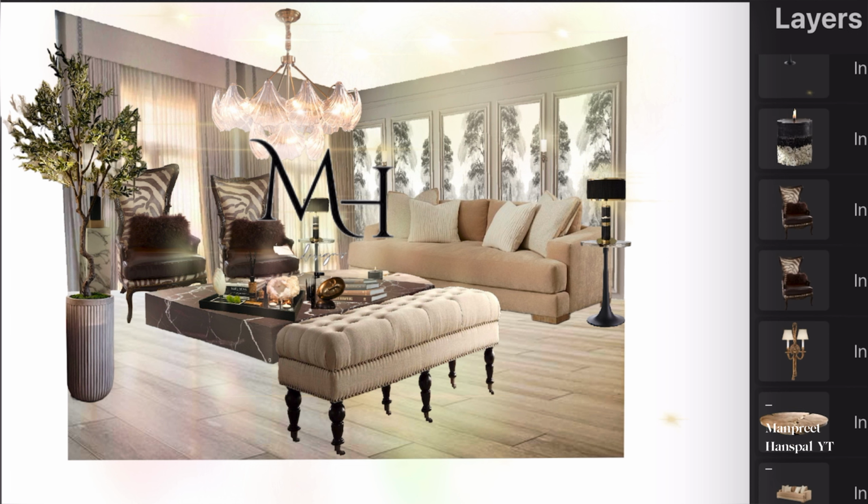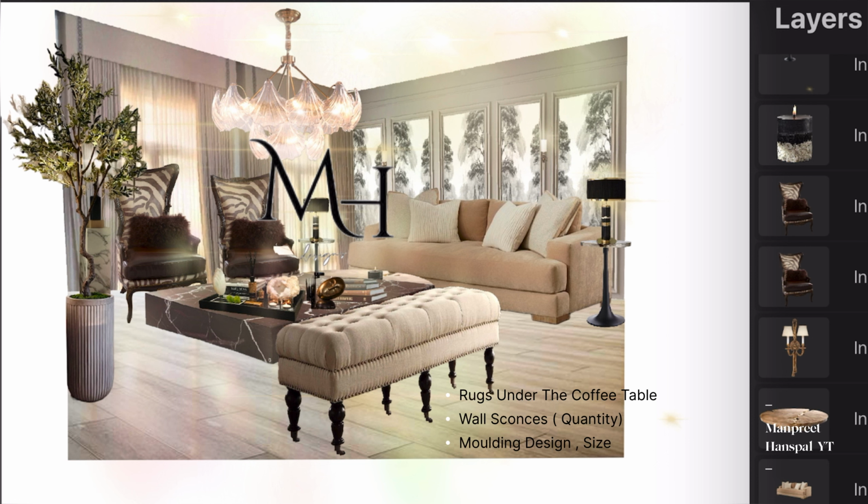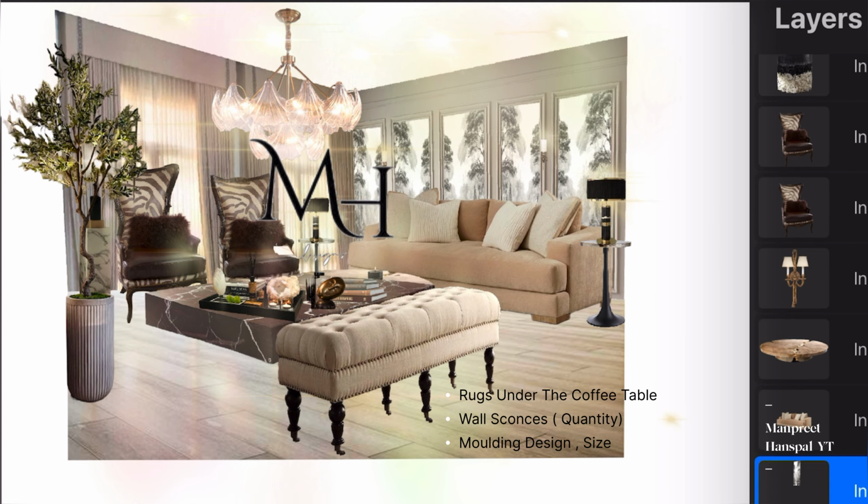And of course, there are many more elements that need to be added in the living room. For example, the rugs. You need to decide what kind of rugs you want to put under the table, and then how many wall sconces you need to add. Here I'm adding them in the middle of the molding. You need to decide the size of your molding.